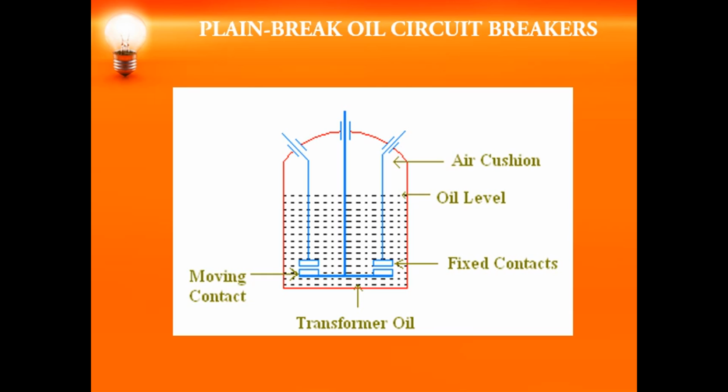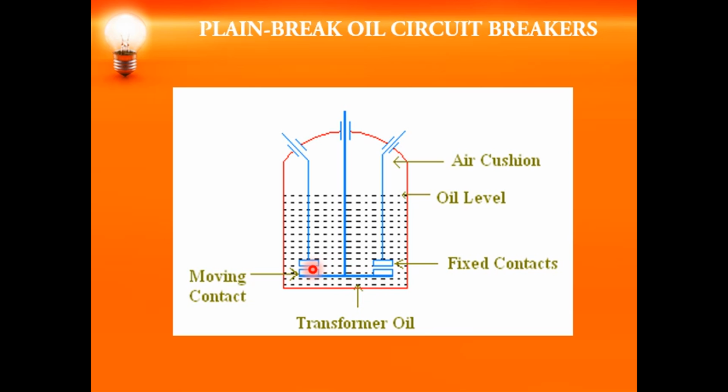The first one is the plain break oil circuit breaker. All oil circuit breakers will have a tank so that the oil is filled in the tank. You have a metal tank here which you can observe. You have three openings at the top, which are nothing but the vents, and the oil is filled in this tank. You can observe that the contacts are placed within the oil, within the tank where the oil is present. This is the transformer oil.